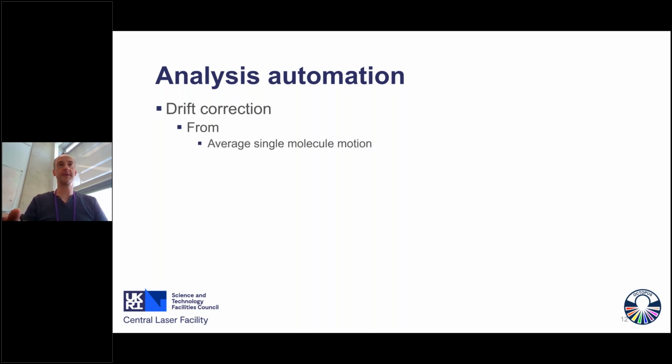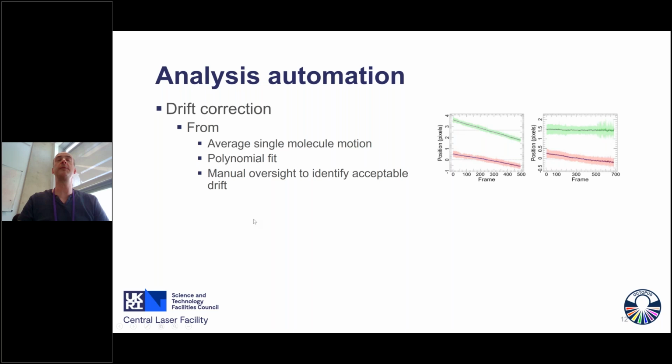In the first versions of FLImP, we essentially would average the motion of all our single molecules in our field of view, fit a polynomial to them, and there was manual oversight to basically identify where we think that would work well enough, acceptable regions for the nice smooth fit. So that already made it manual and slow. So what we wanted to do was automate that.